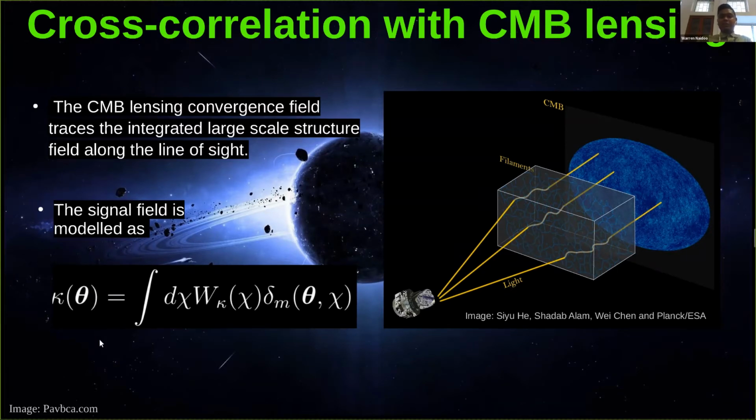And we can encode that in this convergence signal here. So in real space, the convergence is basically the integrated matter density along the line of sight with some weighting kernel. And the weighting kernel depends on the cosmology.